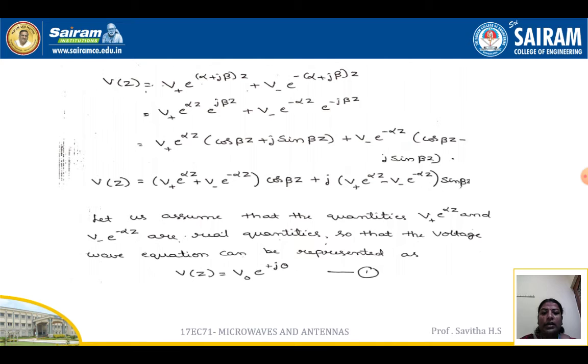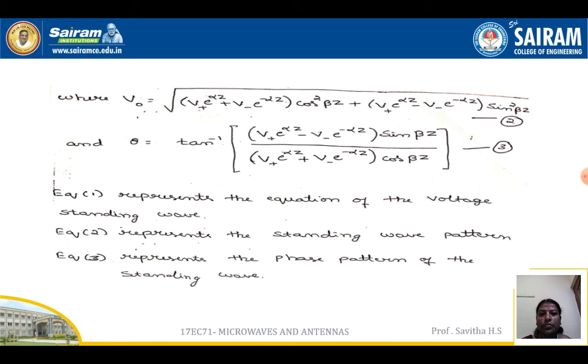Let us assume that the quantities V plus e to the power of alpha z and V minus e to the power of minus alpha z are real quantities, so that the voltage wave equation can be represented as V of z is equal to V naught e to the power of plus j theta. So V naught is equal to the square root of, V plus e to the power of alpha z plus V minus e to the power of minus alpha z, all into cos square beta z, plus V plus e to the power of alpha z minus V minus e to the power of minus alpha z, all into sin square beta z.